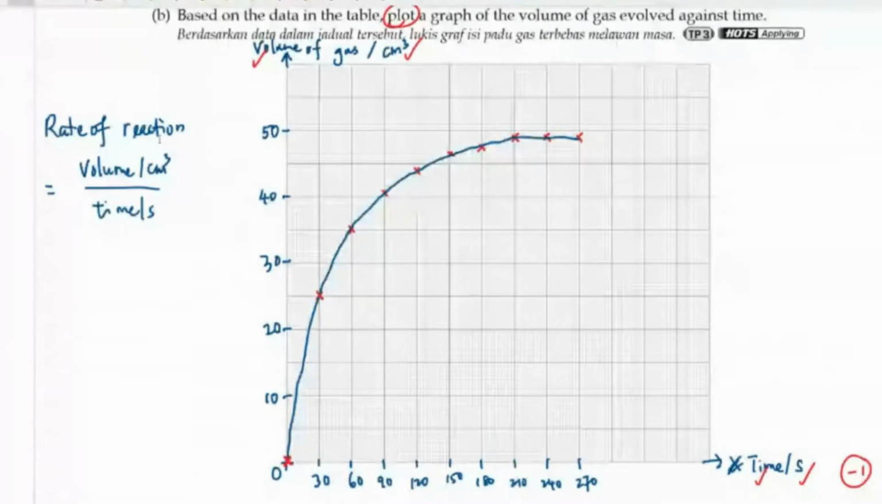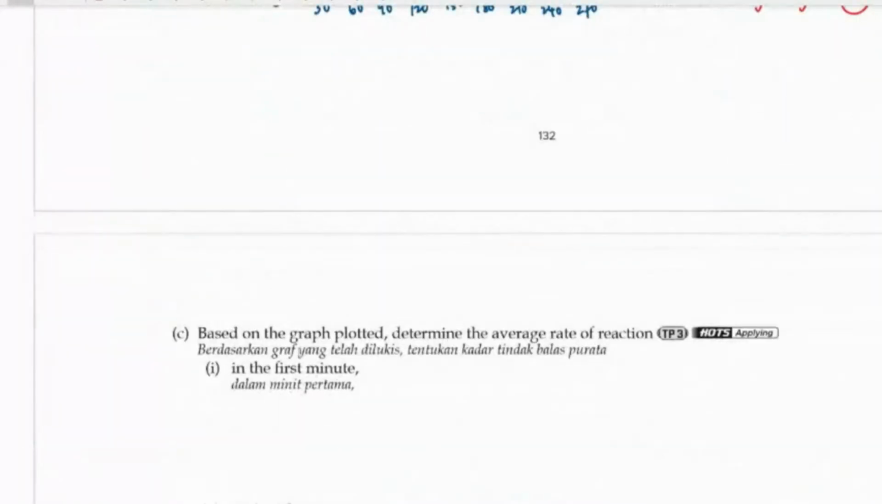So now we look into here. Based on the graph plotted, determine the average rate of reaction in the first minute. Now we are talking about the rate of reaction, average rate of reaction. You can record down: average refers to a duration.